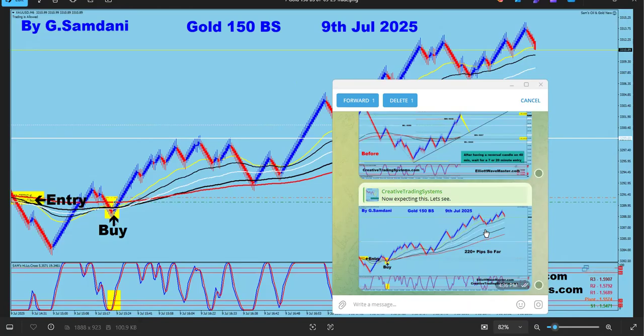I think we're going to go up a little bit more. So after that, I will post. But I closed the trade already. I did? No, I didn't. No, I did. I don't know. So I'm going to check into that. But this is 220 pip positive already.